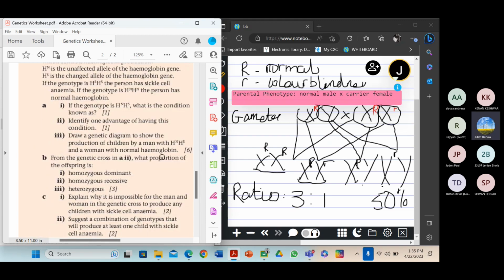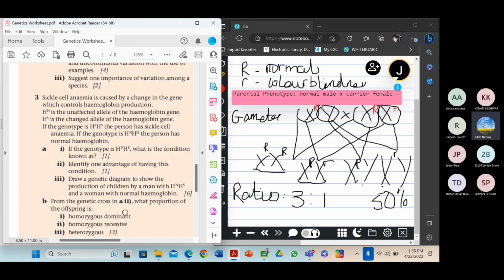Let us do a codominant question. So I'm going to give you some time. Have we done question 3 with sickle cell anemia? Okay, I'm giving you 5 minutes to work on question 3. All right, and I want you all to take a picture. When you're finished, send it to me directly on WhatsApp, please. Thank you.